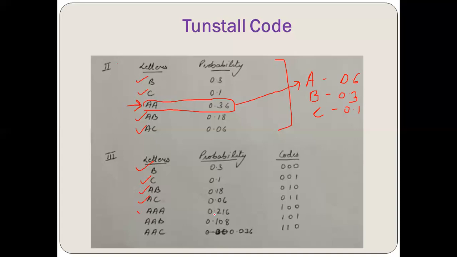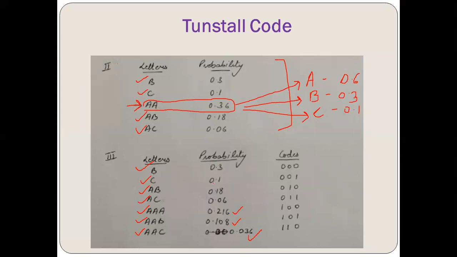AAA: 0.36 multiplied by 0.6 gives you 0.216. Then AA will be multiplied by B, so AAB is the new letter. It will be 0.36 multiplied by 0.3, so it is 0.108. Then AA has to be multiplied with C, so the new letter will be AAC. Now 0.36 multiplied by 0.1 will be 0.036. Okay, so these are the letters you have got.